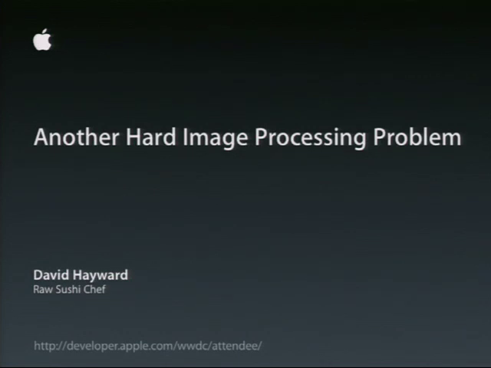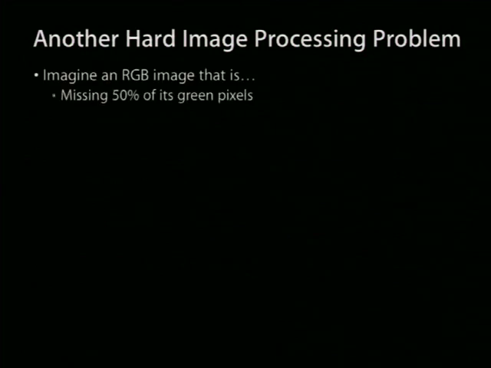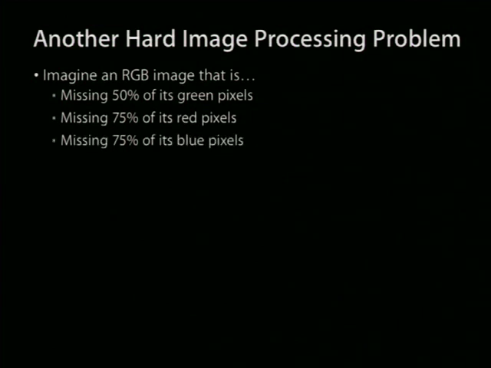Thank you, Ralph. Ralph did a great job of explaining how you can tackle some very complex image processing problems using Core Image. I want to talk about another one today, which is sort of an interesting problem. So imagine you have an RGB image, and it's missing 50% of its green pixels, 3/4 of its red pixels, and 3/4 of its blue pixels. And your job is to recover all the missing pixels.